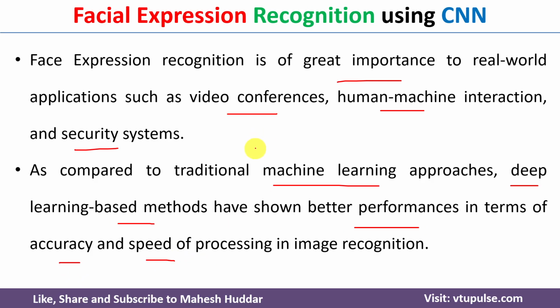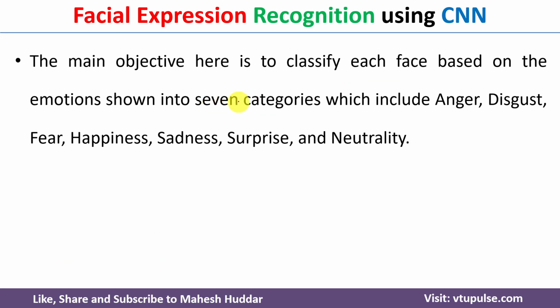So that's the reason I'll be using a convolutional neural network based implementation for recognizing facial expressions in this project. The main objective of this project is to classify the face based on the emotions shown into different categories like anger, disgust, fear, happiness, sadness, surprise, and neutrality.